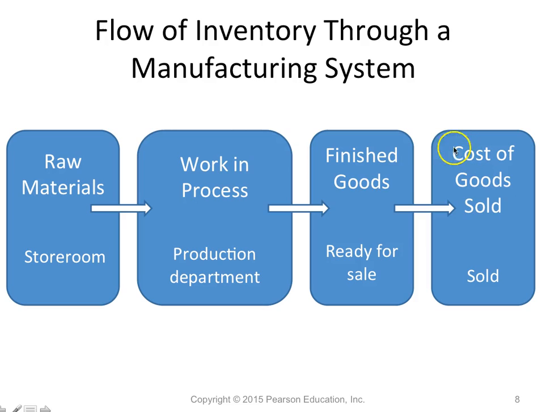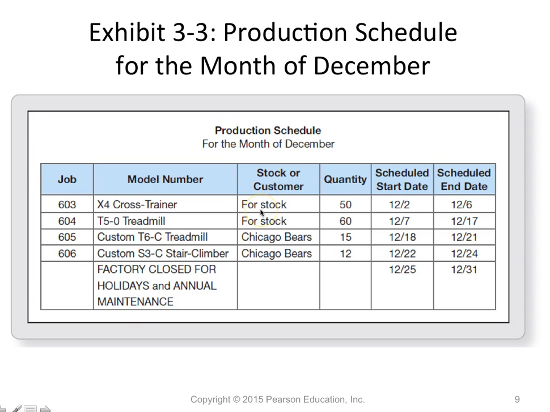Okay, so finished goods are ready for sale. Traditionally, in retail, they call that inventory. And here we have three inventories: raw material inventory, work in process inventory, and finished goods inventory for the manufacturing system. Just remember that for manufacturing systems, we have three different inventories. And here's an example.